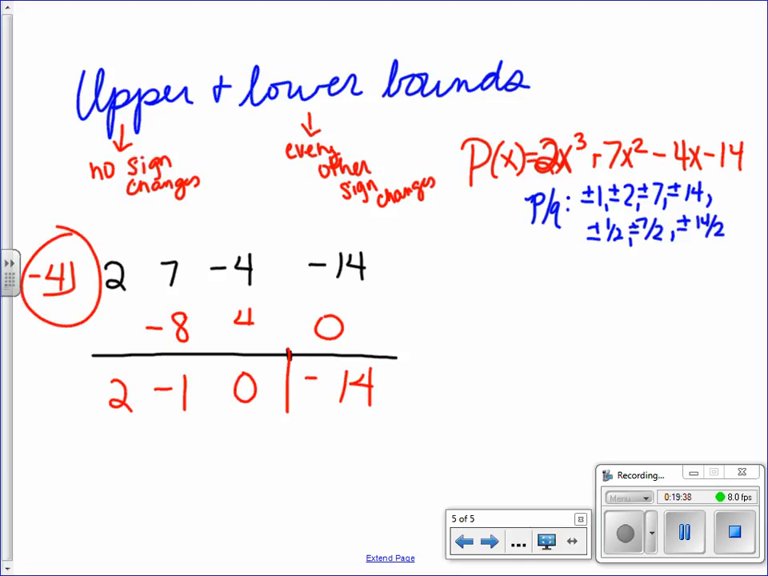-4. So nothing is going to be smaller than it. So we just knocked out -7 and -14 right there. Okay? So upper and lower bounds don't give you the answer. They do not give you the answer, but they do help you eliminate some things when you're trying to find the answer.